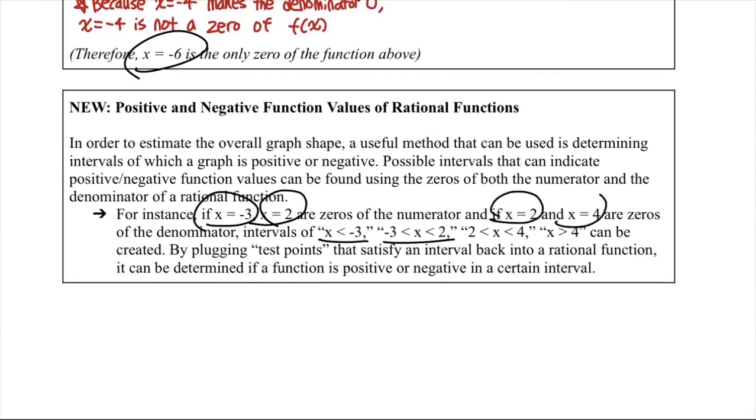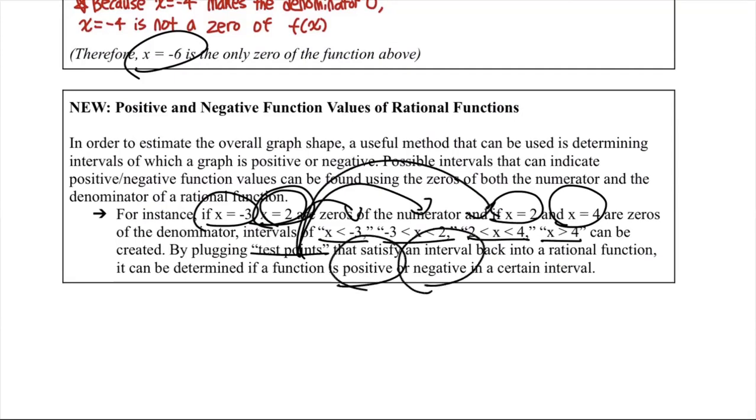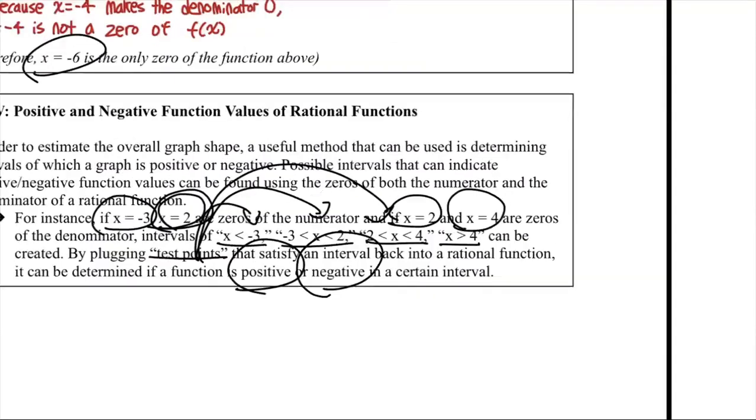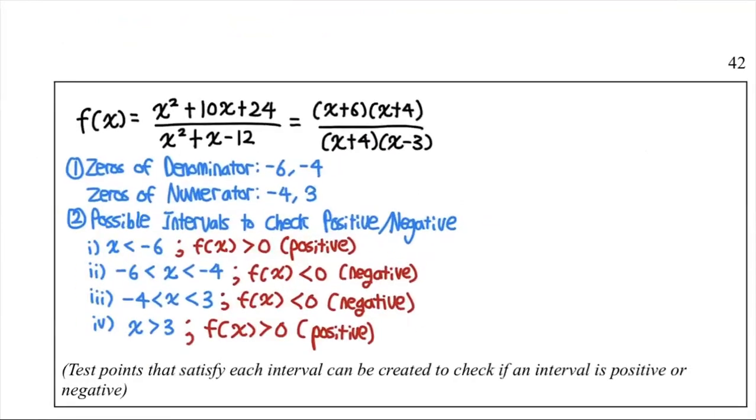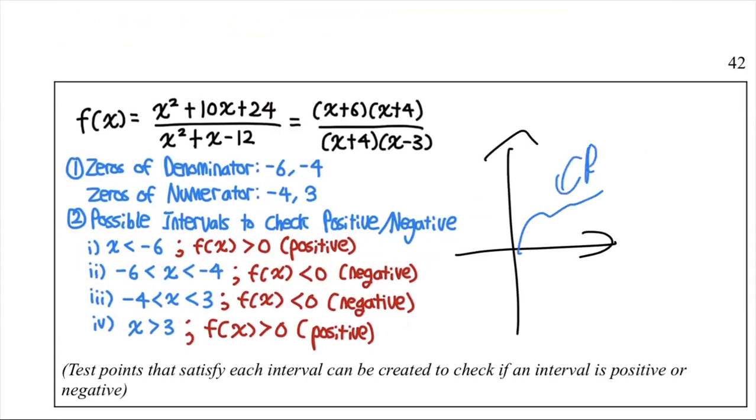Using these two, or this as well, we can frame different intervals, and by plugging in test points, I'm going to explain how we do that in a moment, into these intervals, we can determine if a function is positive or negative in a certain interval. What I mean by this is, if a function is above the x-axis, that is positive.